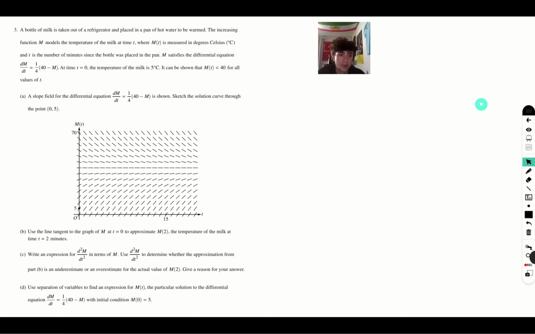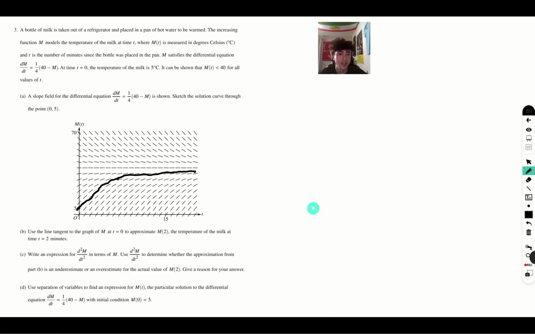Part A says a slope field for the differential equation dm/dt is equal to 1/4 (40 minus m) is shown. Sketch the solution curve through the point (0, 5). So here we're just going to follow the lines that we are given, starting at this dot, like so. It should look something like that. It doesn't matter if it looks perfect or not, but something similar to this. That's how you do part A.